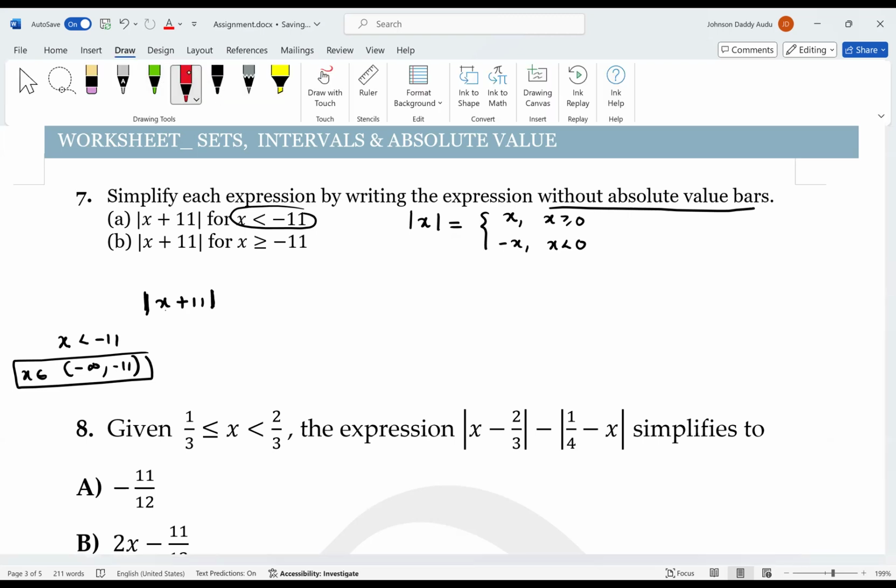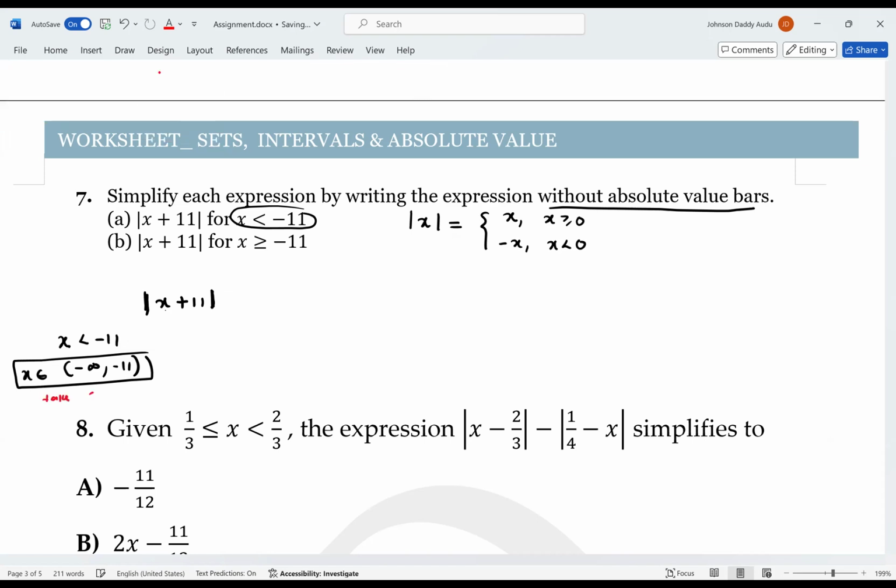One easy way to do this is to just take x to be any number here. Give me any number between minus infinity and minus 11. You can take, for example, minus 12. It's in this interval. Now, if you substitute minus 12 into this, remember you have minus 12 plus 11. Minus 12 plus 11 is a negative number. So inside here, what you are going to have is a negative number.